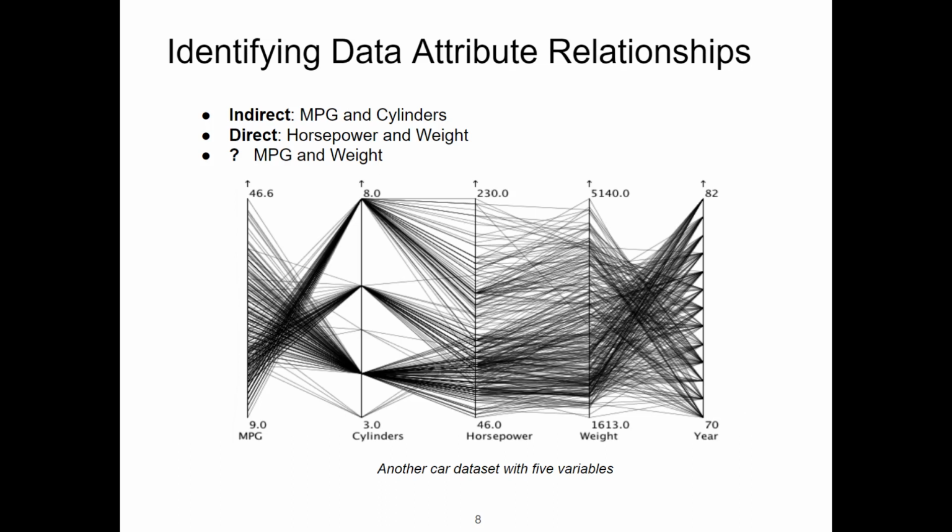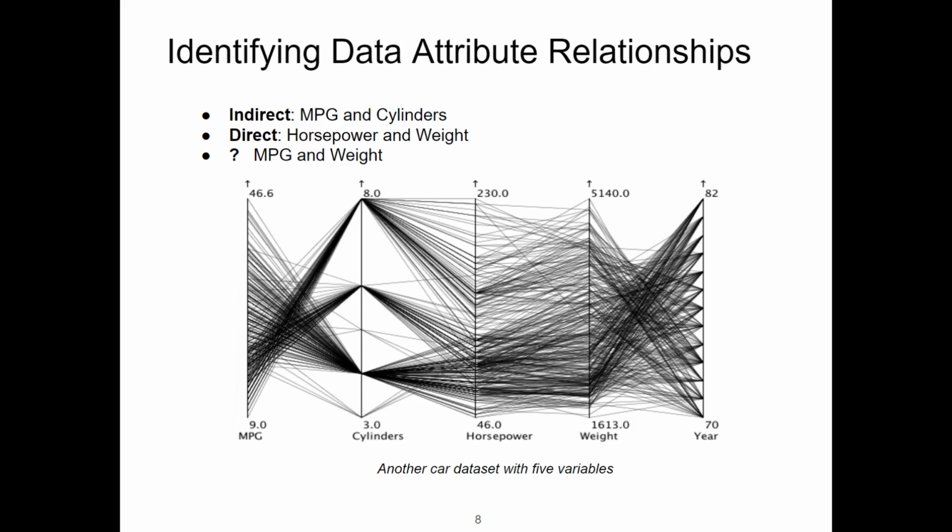Identifying the data attribute relationship. The data attribute relationship can be defined as direct and indirect relationships or no relationship. This image also shows a similar car dataset with 5 attributes. If one data attribute value increases and the neighboring axis value decreases, this is how we find an indirect relationship in the parallel coordinates. When we look at the axis of mpg, miles per gallon, and cylinders, in general, as mpg increases, the number of cylinders decreases.